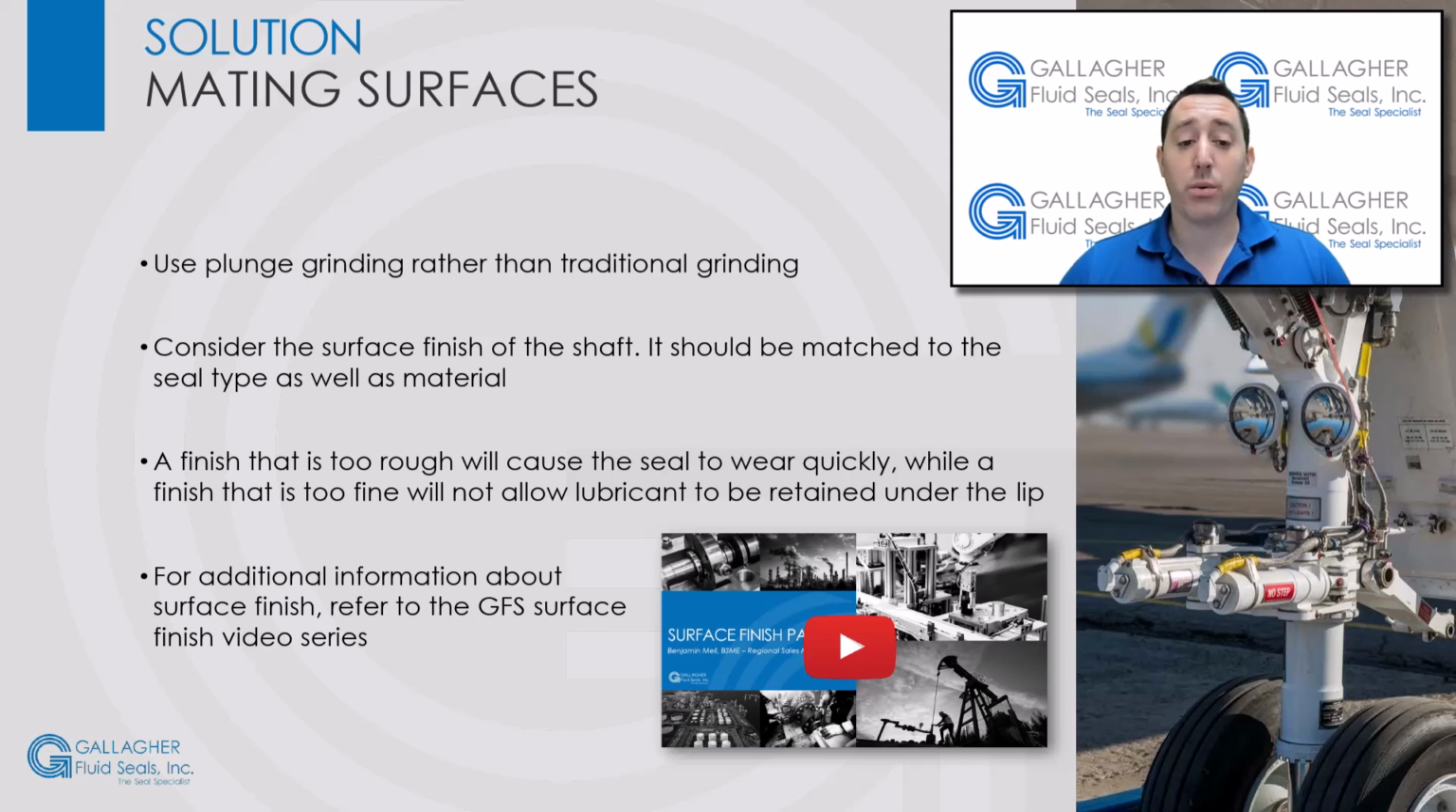As always, it's important to consider the surface finish of the shaft. It should be matched to the seal type as well as material to ensure there are no future issues. For example, a finish that is too rough will cause the seal to wear quickly, while a finish that is too fine will not allow lubricant to be retained under the lip, resulting in higher friction.